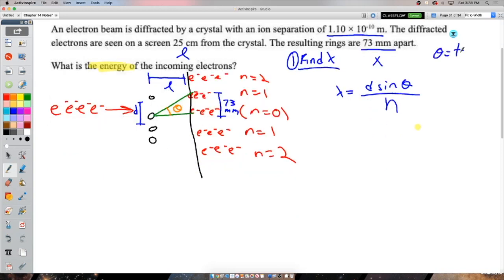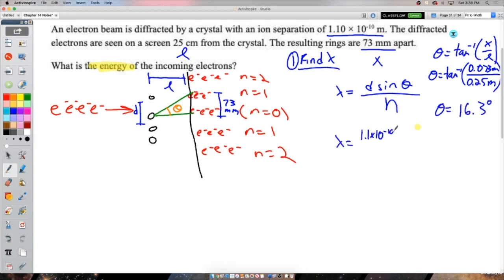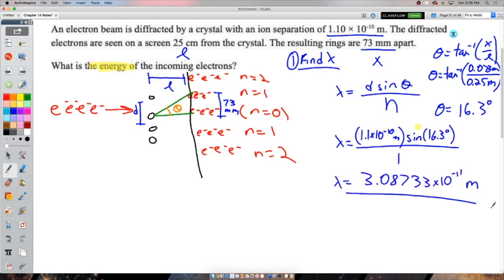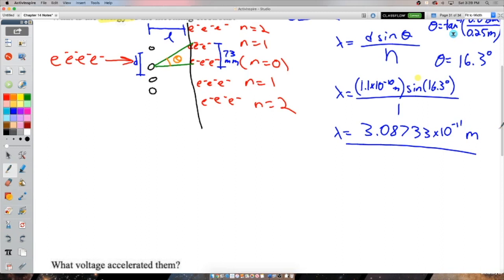So, tan to the negative 1 of 0.073 over 0.25. Be careful here, centimeters and millimeters. So 0.073 meters for millimeters and 0.25 meters for centimeters. I got 16.3 degrees. So now we're ready to plug in. Okay, so that's its de Broglie wavelength. These electrons are behaving as though they were waves with that wavelength, which means we can then go over here to get v.